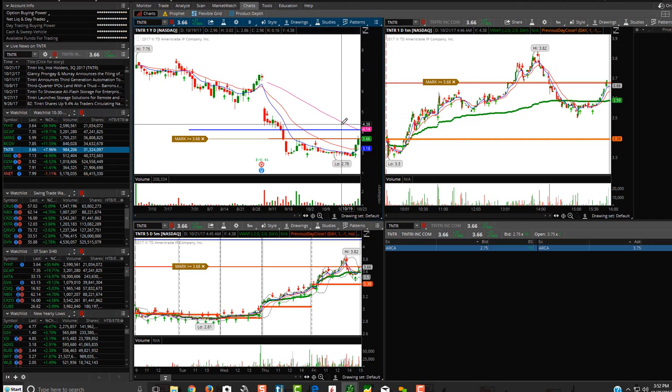When a resistance area breaks, that now becomes support. If that support area breaks, that's usually a bad sign and usually a trigger to sell and not hold any longer. Now, many times there'll be fake outs where a candlestick will drop one or two candlesticks below it and then continue forward, but many times breaking those areas is a sign of failure and a sign to get out.